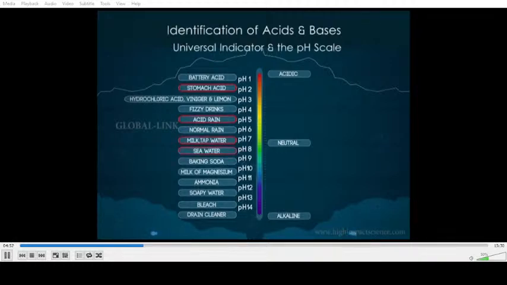Seawater is slightly alkaline. Soapy water is a strong alkali, and bleach is a really strong alkali with a pH of 13. So the universal pH indicator is able to indicate the entire pH spectrum.